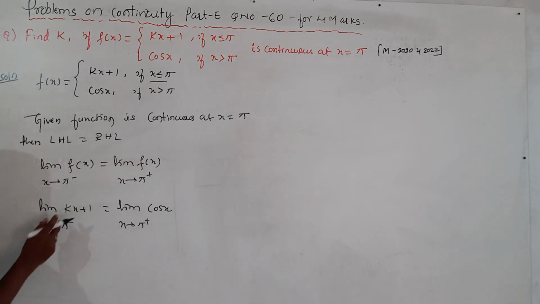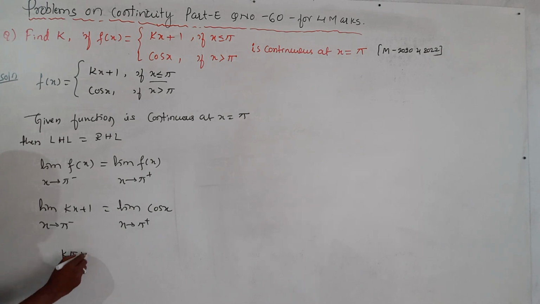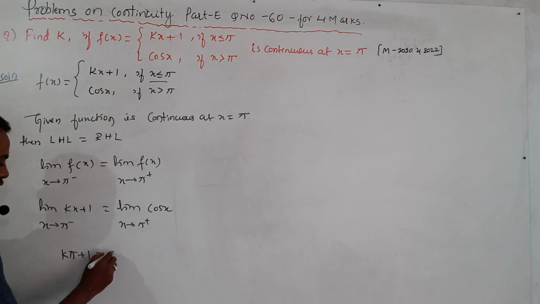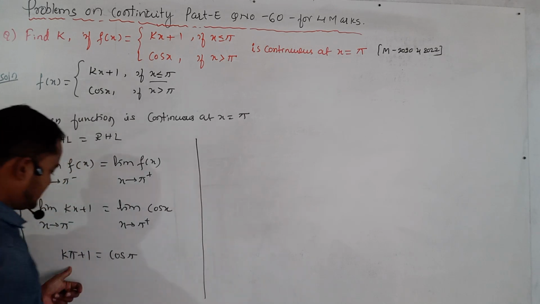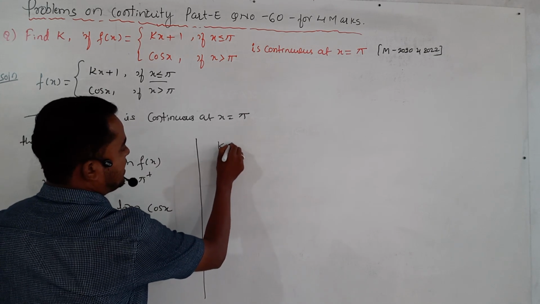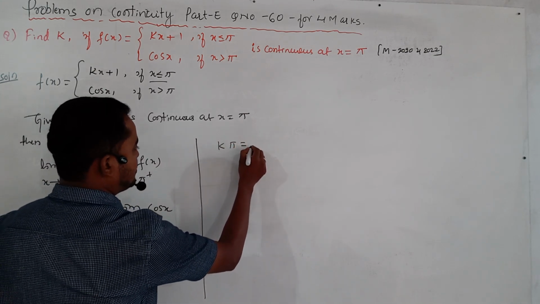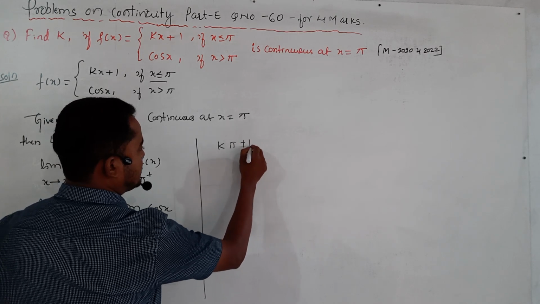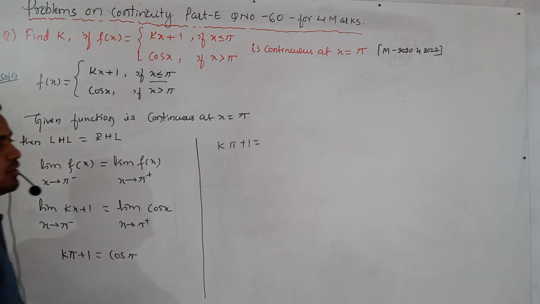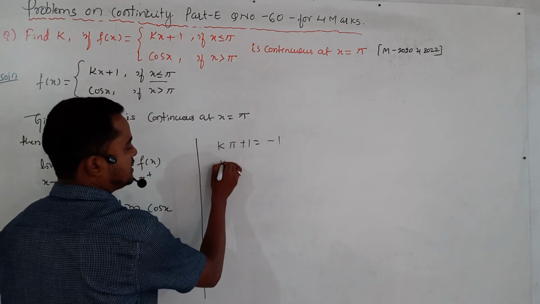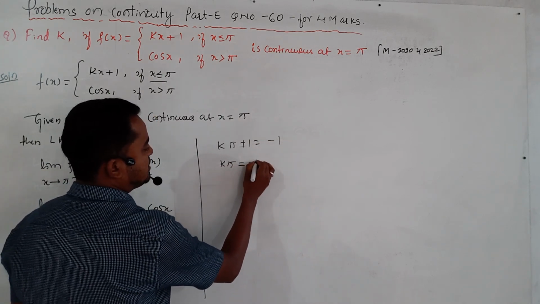Substitute the value of x as pi. k into pi plus 1 is equal to cos pi. k pi plus 1 is equal to cos 180 degrees, which is minus 1. Then k pi is equal to minus 1.